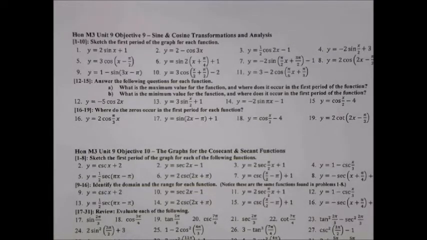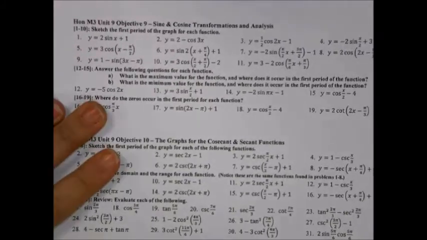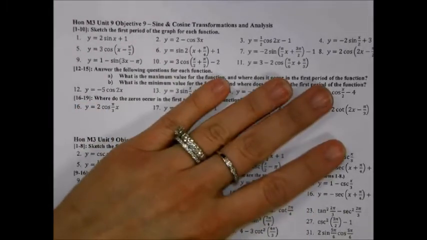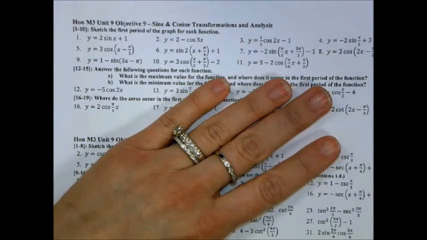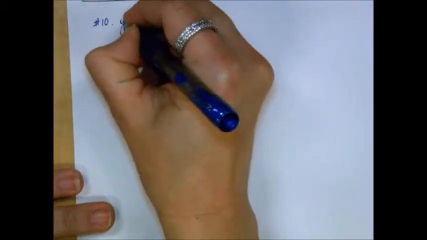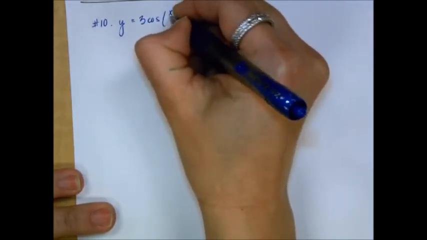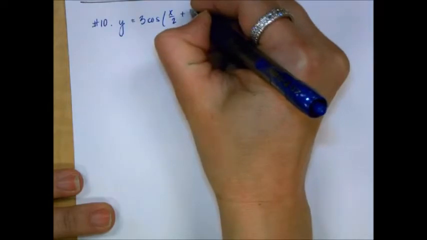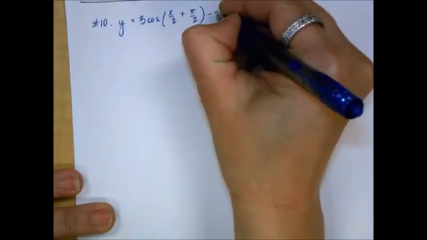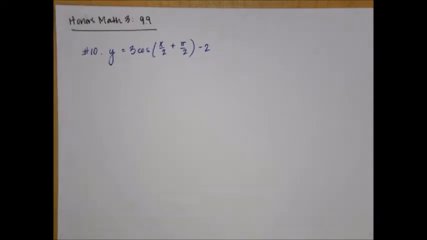So let's pick a nice even problem to go over from this section, number 10. All right, so I like this one because it's another cosine graph and we could use another example of it. It has everything going on. It has an A, a B, a C, and a D.